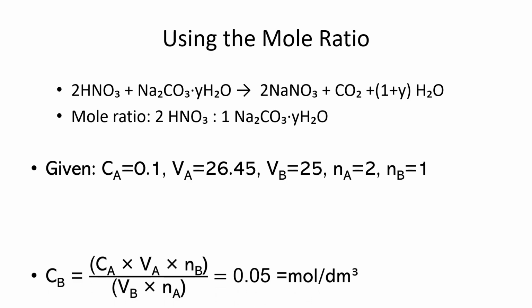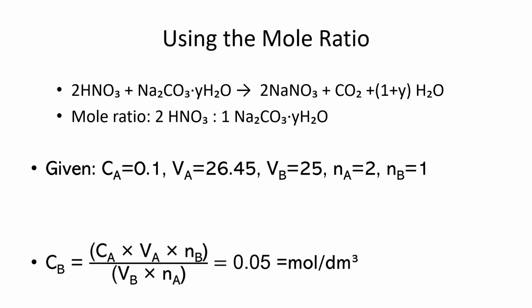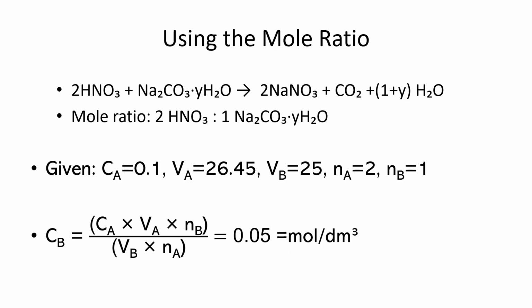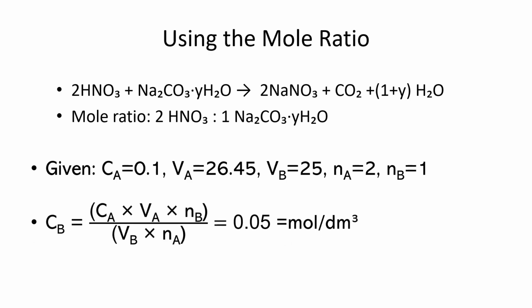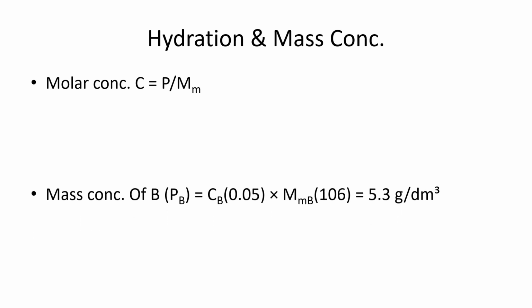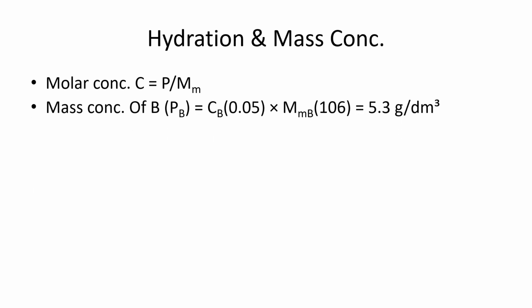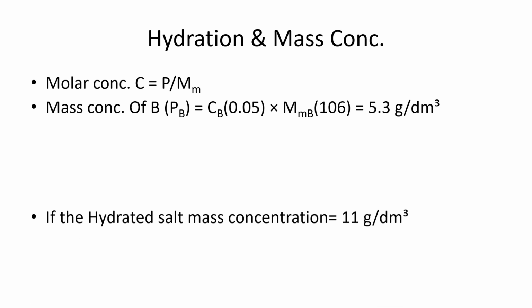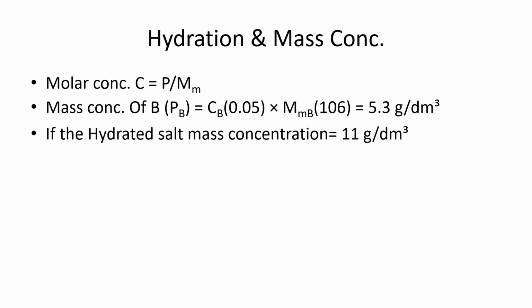You have to remember the connection between molar concentration and mass concentration, as you can see. Therefore, the mass concentration of solution B is 0.05 times 106 to yield 5.3 gram per dm cube. There is something more. If we have the mass concentration of the hydrated salt as 11 gram per dm cube. In your exam, this can be gotten from the second sentence, which is about solution B, something like, hydrated sodium trioxocarbonate 4 of 11 g in 1 decimeter cube. Something like this or more.